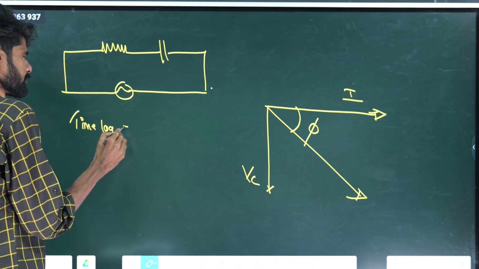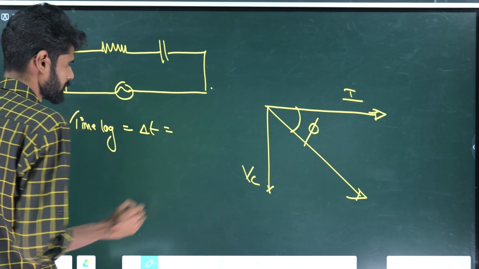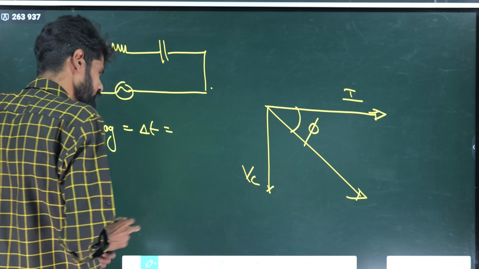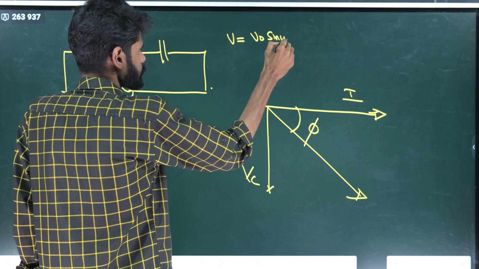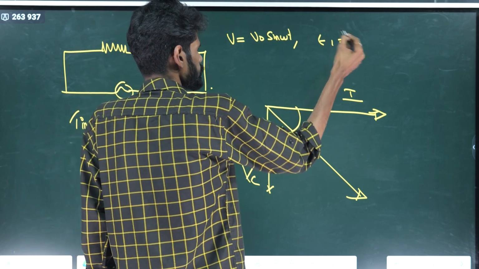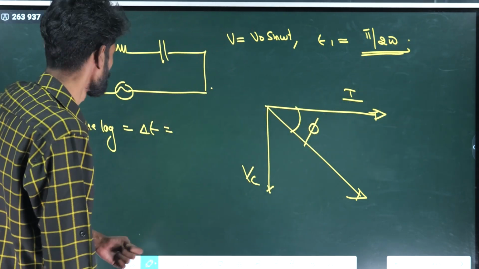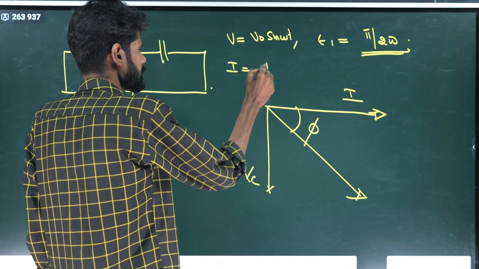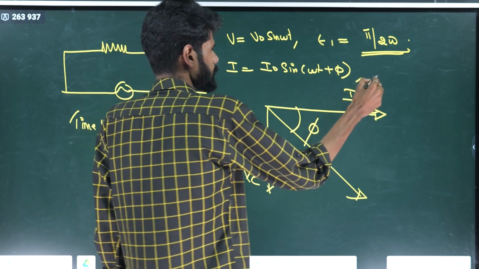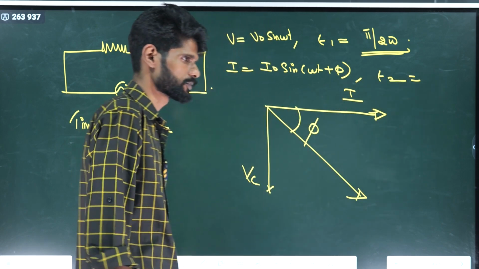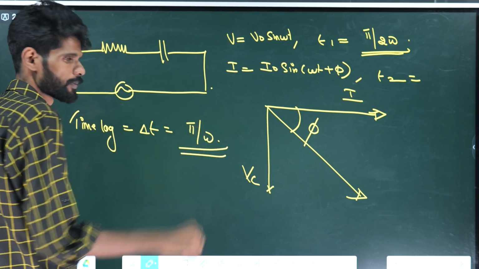The time lag between Vmax and Imax, generally the question asks for delta T. V is equal to V naught sin omega t. In how much time does the voltage reach its maximum? That is T1 = pi by 2 omega. Similarly for the current, which is leading, I naught sin(omega t + phi). Again we have to find T2, then find T2 minus T1. Delta T is equal to pi by omega.